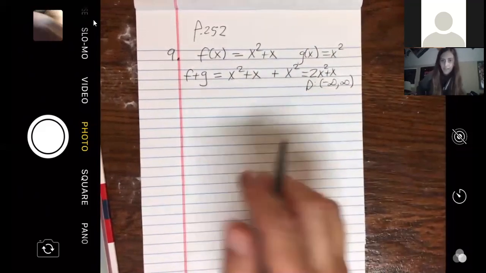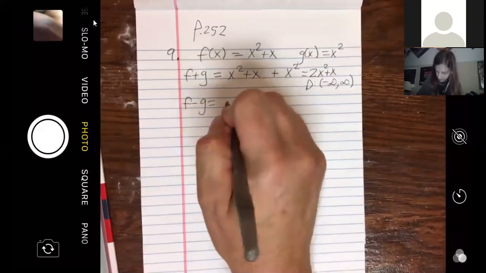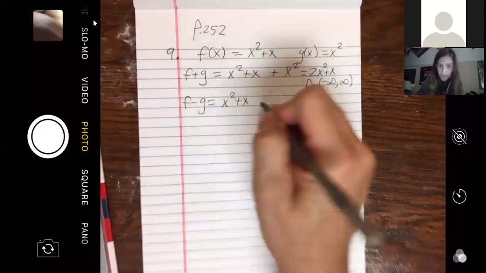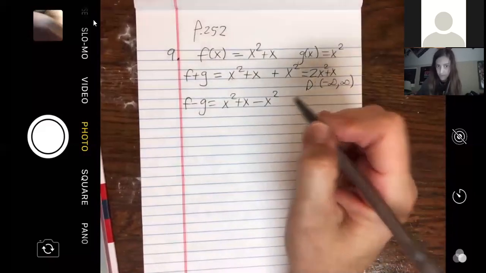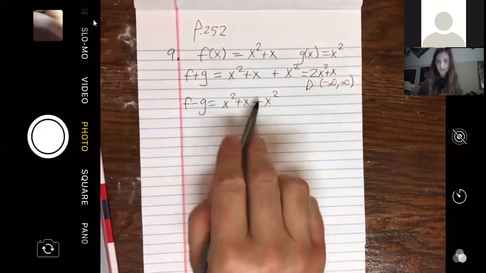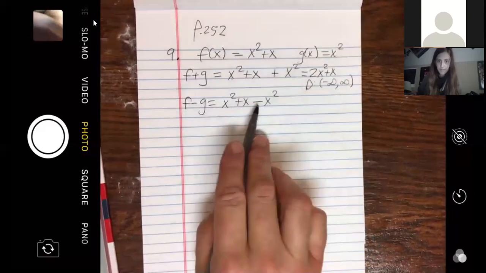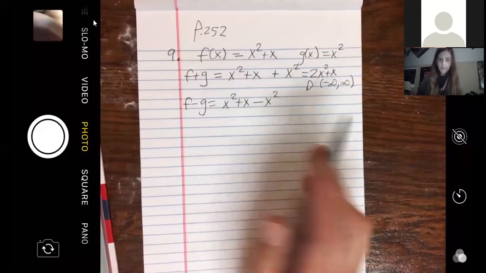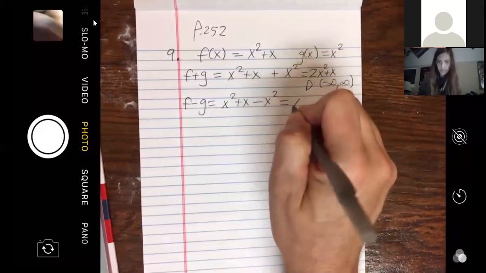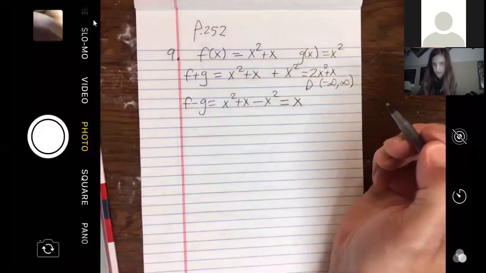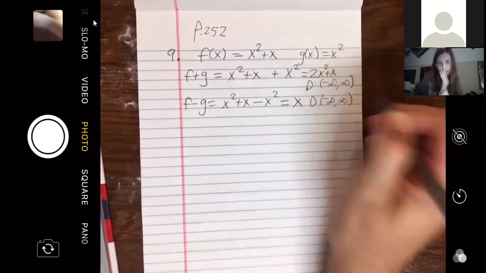F minus g would simply take x squared plus x and subtract x squared. You really got to watch. These have been pretty simple with only one piece on the g. If you've got multiple pieces, this minus sign distributes, but with one piece, you don't have to worry about it. That's going to cancel the x squared, leaving you the x. And again, no domain problem, negative infinity to infinity.